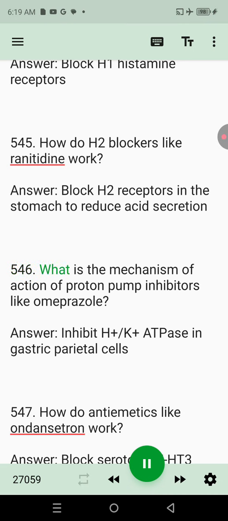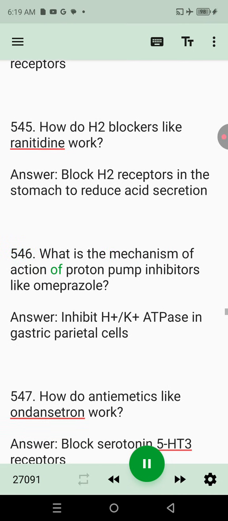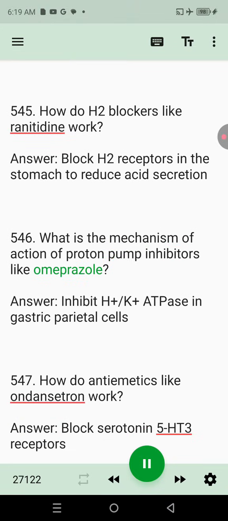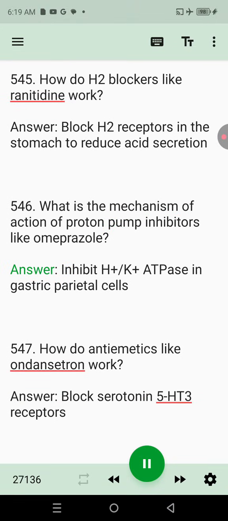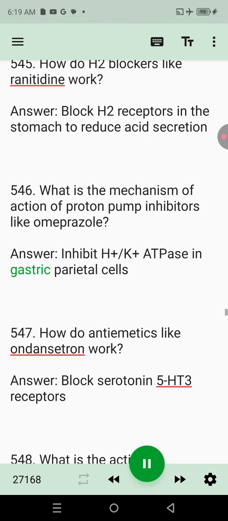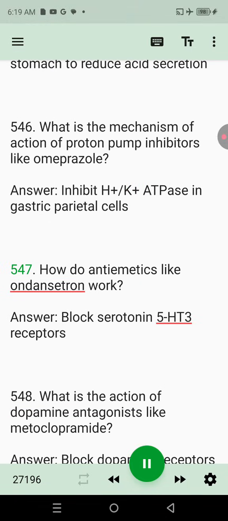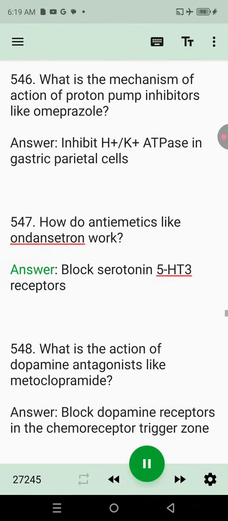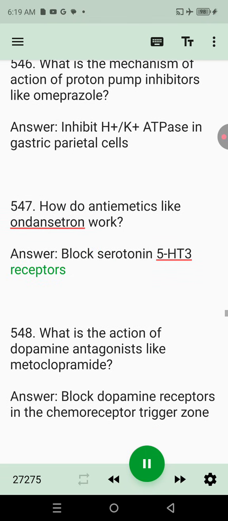546. What is the mechanism of action of proton pump inhibitors like omeprazole? Answer. Inhibit H+/K+ ATPase in gastric parietal cells. 547. How do antiemetics like ondansetron work? Answer. Block serotonin 5-HT3 receptors.